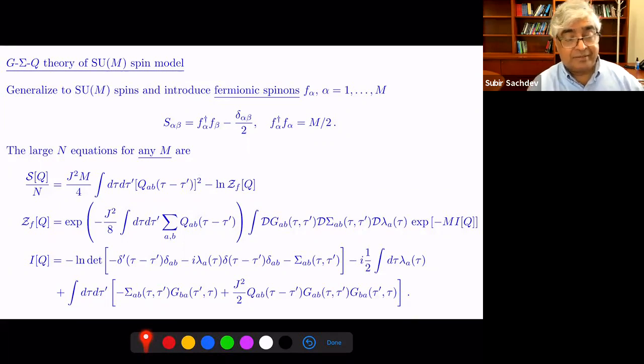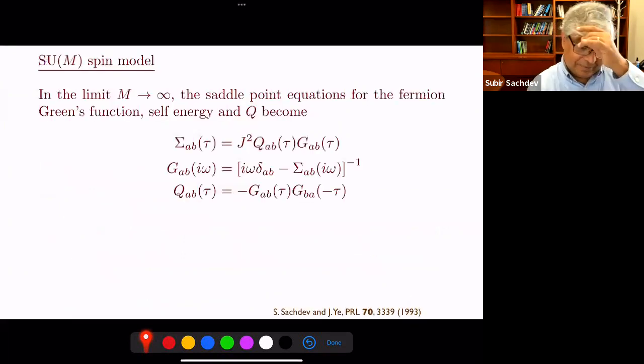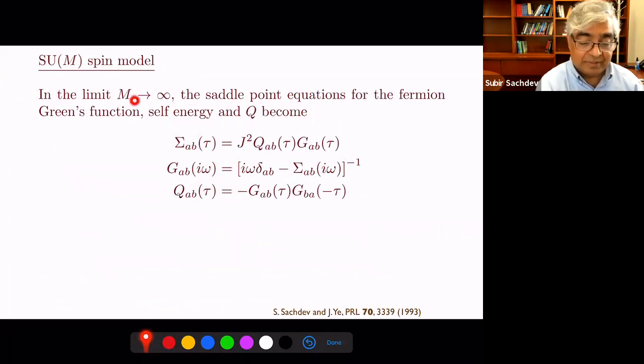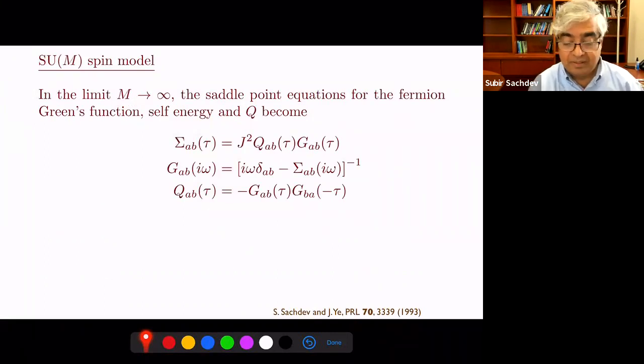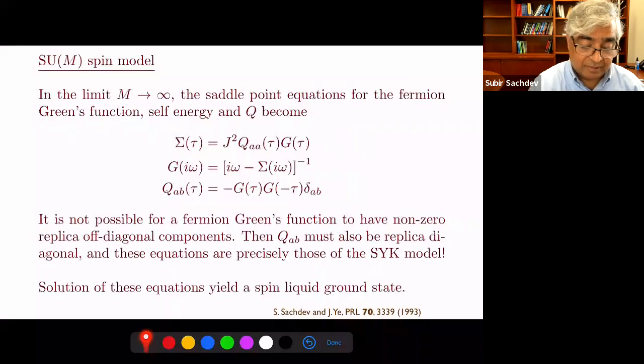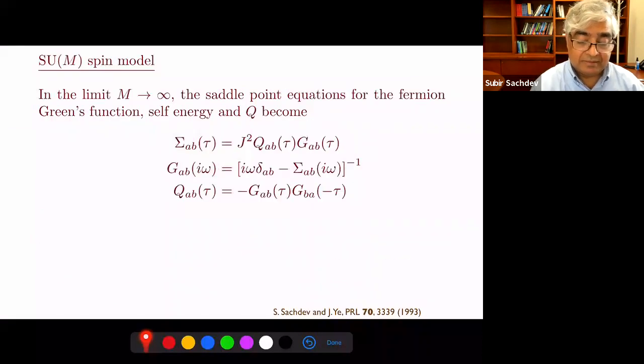So what led to the original paper on the SYK model was taking the large M limit of this model. M goes to infinity of just this as defined, but we're interested in any finite M. Then the large M saddle point gives you these equations, which still have all these replica indices floating around. But then we made the important observation that this fermion Green's function cannot be replica off-diagonal.